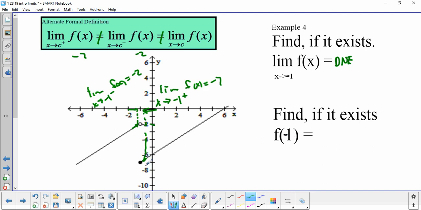Does f of -1 exist? Well, f of -1 does exist. This is an open circle. This is a closed circle. F of -1 is -7, because it's filled in there. So it does have a value at -1, but the limit does not exist, because it approaches 2 different values.